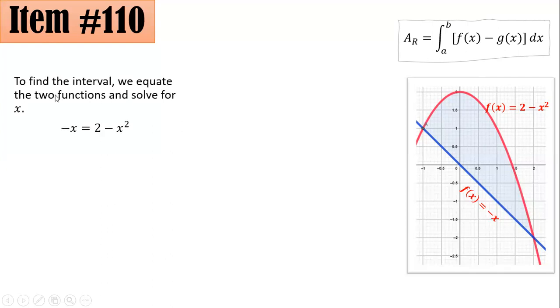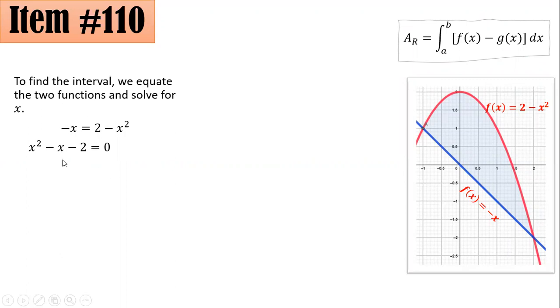But first, to find the interval, we equate the two functions and solve for x. We equated them because the purpose is to determine their intersection. With such, negative x equals 2 minus x squared. Expressing this in standard form, making the right-hand side equal to 0, we have x squared minus x minus 2 equals 0. This negative x squared became positive x squared on the left-hand side. This positive 2 became negative 2 on the left-hand side rather.